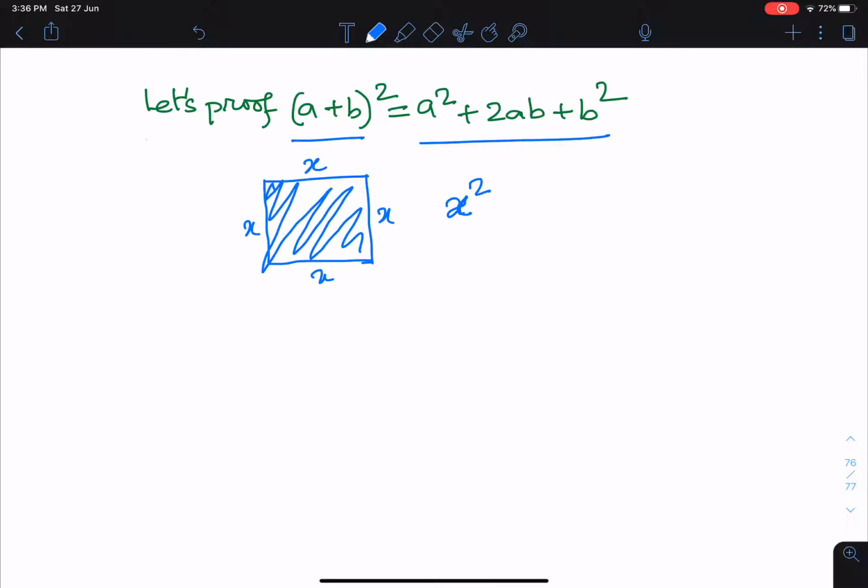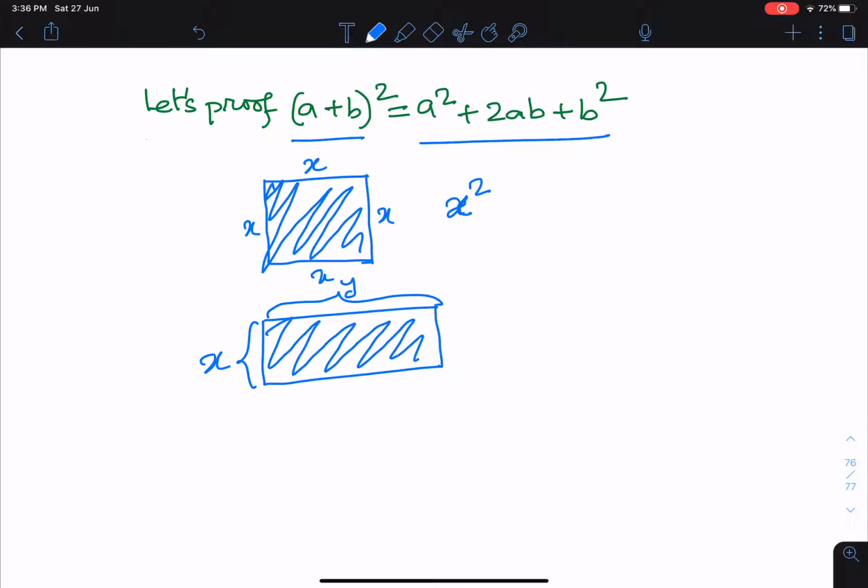And then, what is the area of a rectangle? If a rectangle is like this, and one side of this rectangle is x and another side is y, then the area of that rectangle will be xy, right? x into y. You multiply the lengths of these two sides. Okay, now get back to our main problem.